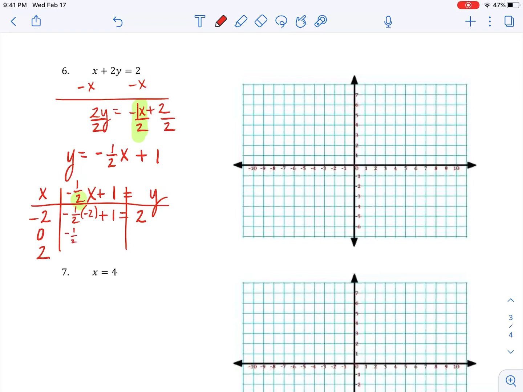Now think what happens if we plug in a 0 next to that negative 1/2. This will just cancel and become a 0. So we have 0 plus 1 is 1.